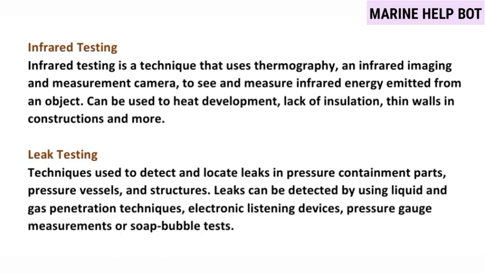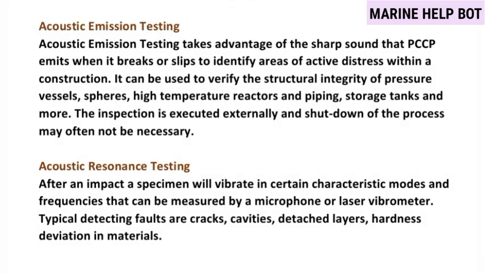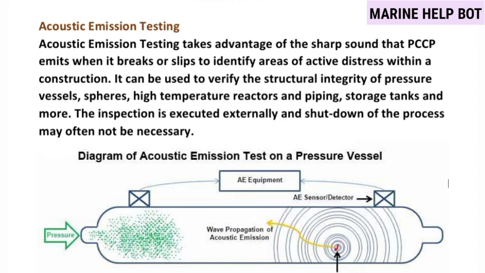So now moving towards our next test, acoustic emission testing. It takes advantage of the sharp sound that a structure emits when it breaks or slips to identify areas of active distress within a construction. It can be used to verify the structural integrity of pressure vessels, spheres, high temperature reactors and piping, storage tanks, and more. The inspection is executed externally and shutdown of the process may often not be necessary.